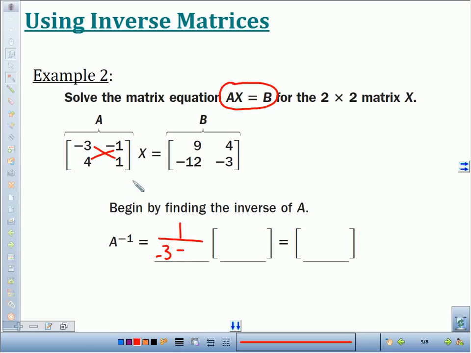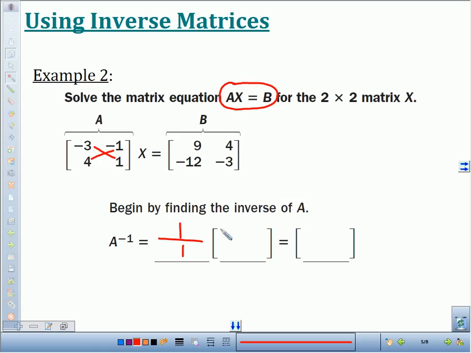Minus 4 times negative 1 is negative 4. Of course, two negatives make a positive. And I'm going to change that because negative 3 plus 4 is 1. And then, look at that, we've got 1 over 1. That's going to be pretty easy.